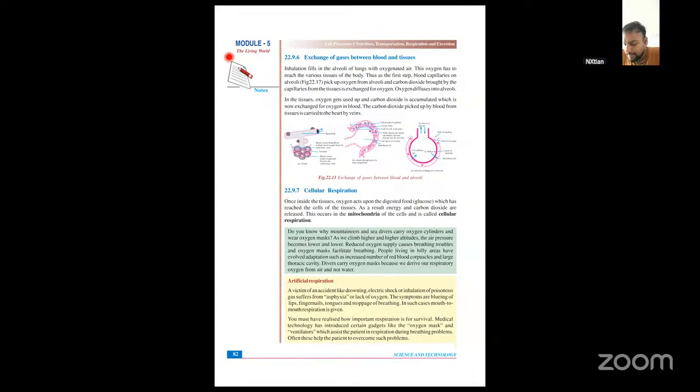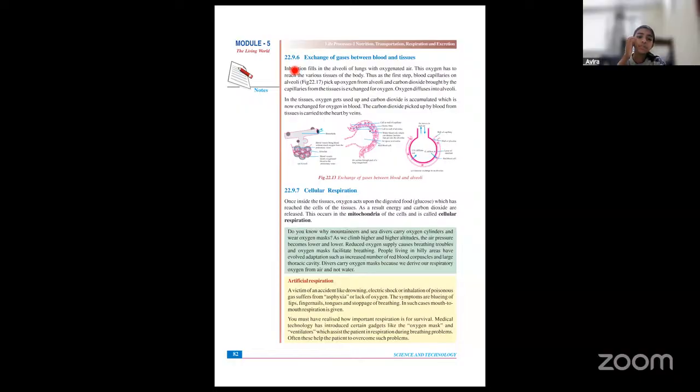Now here you can see there is an exchange of gases. Can you read this, Ira? Inhalation fills the alveoli of lungs with oxygenated air. This oxygen has to reach the various tissues of the body. Thus, as the first step, blood capillaries on alveoli pick up oxygen from alveoli, and carbon dioxide brought by the capillaries from the tissue is exchanged for oxygen. Oxygen diffuses into the alveoli. In tissues, oxygen gets used up and carbon dioxide is accumulated, which is now exchanged for oxygen in blood.